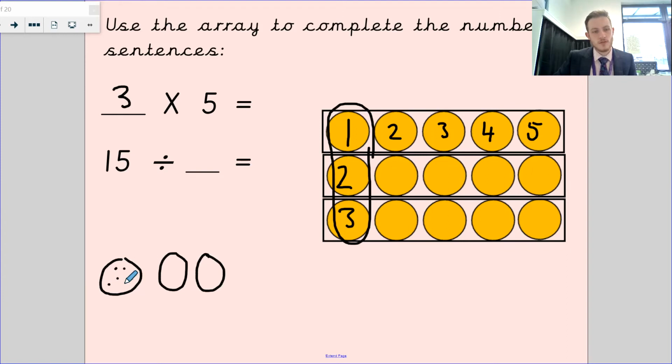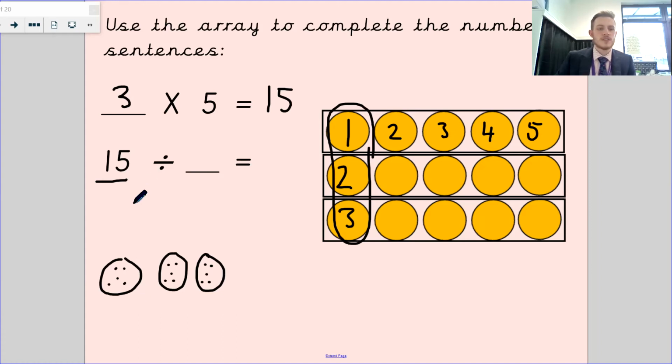1, 2, 3, 4, 5. 1, 2, 3, 4, 5. 1, 2, 3, 4, 5. Count all the dots up and I get the answer of 15. Now I've got my 15 as my total. That's how many dots I've got all together there.